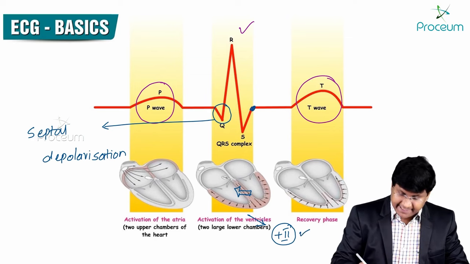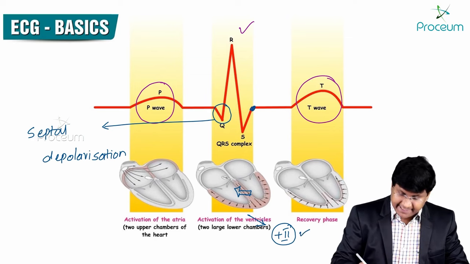Now the question is, what happens if the speed is increased? What happens if the speed is decreased? Let me tell you. Normal speed is 25 millimeters per second. Now, if the paper is moving out fast through the ECG machine, what will happen? You just imagine by yourself. When the paper is moving out fast, the electrical activities picked up on the ECG paper will be reduced.